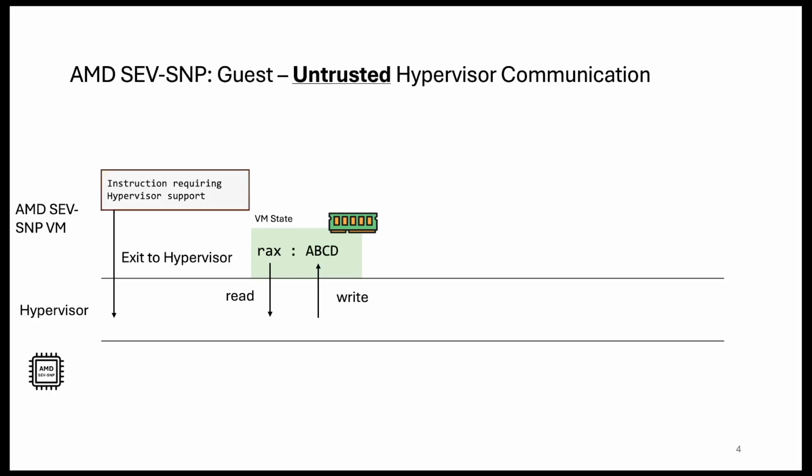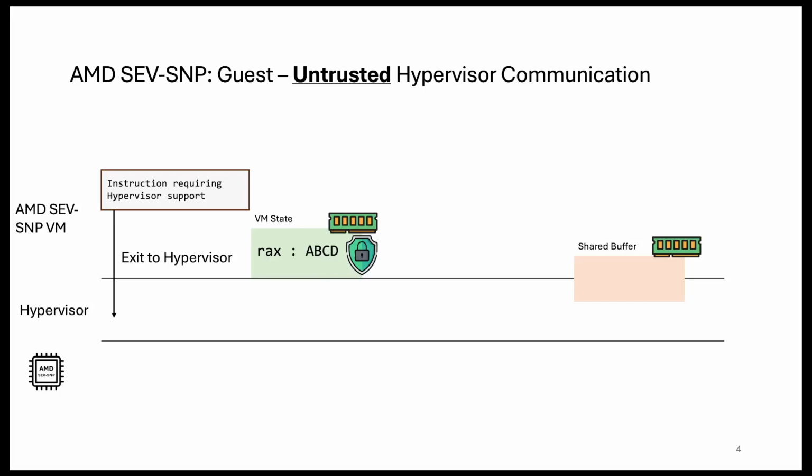Now, if we switch gears to AMD SEV SNP, where the hypervisor is untrusted, consider a VM that is executing an instruction that needs hypervisor support. But now, because the hypervisor is not trusted, SEV SNP locks down the VM state and the hypervisor cannot access it anymore. To help the VM execute this instruction, however, the hypervisor still needs access to the data in RAX. An obvious solution is to use a shared buffer between the VM and the hypervisor. But how do we decide what to write in this shared buffer?